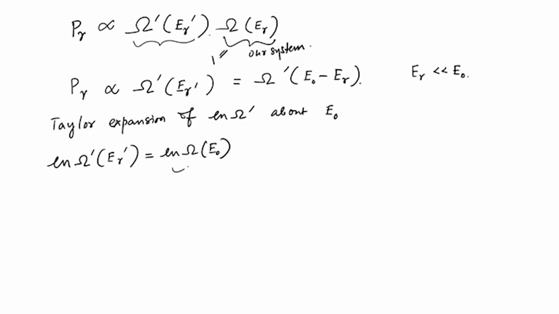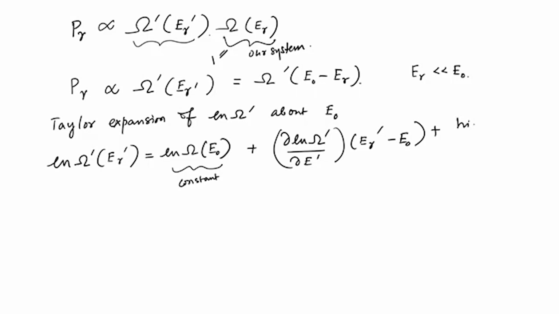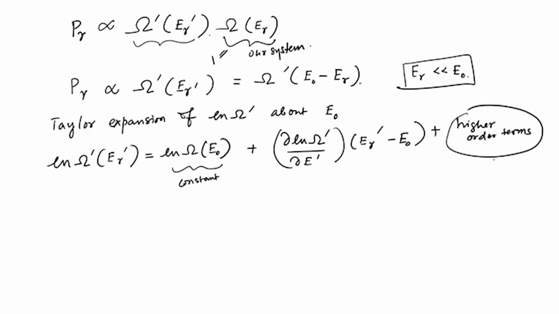Now, this is a constant, you really do not need to worry about it, because E 0 is a constant, and this is the total system, which is again isolated. And now, we have del ln omega prime del E prime times E r prime minus E 0, plus higher order terms, which we are neglecting at this moment because of this condition that E r is much smaller than E 0. So, the higher order terms are even smaller and they do not need to be taken into account. So, you drop them.